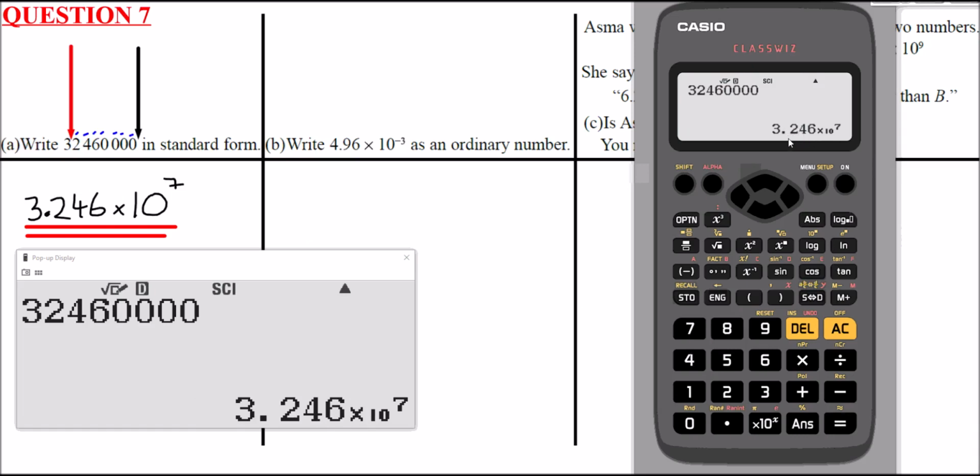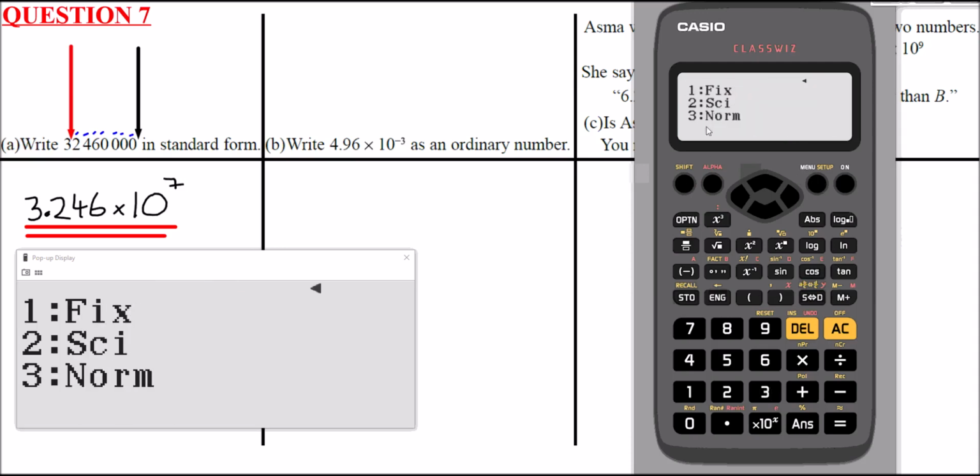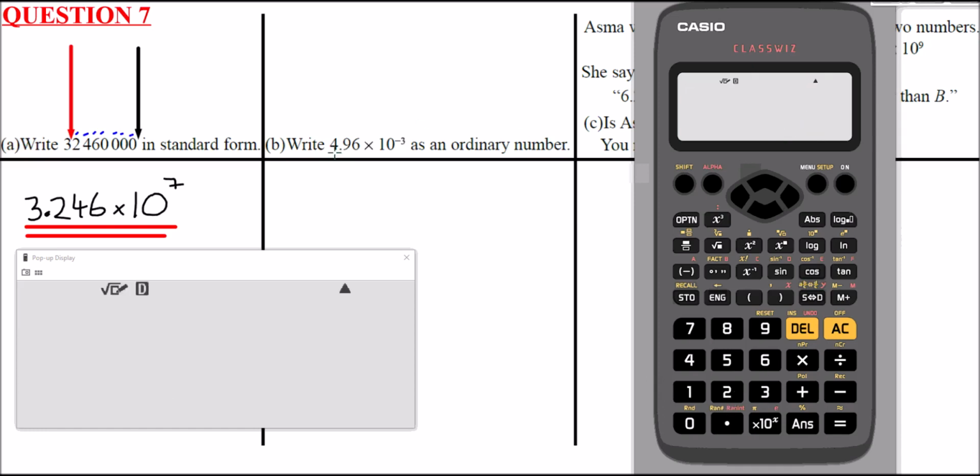So I'd suggest not to be overly reliant on your calculator. This is just to show you it can be done. To go back to normal mode, Shift, menu, number format, number 3. Press number 3 for normal mode, and for some reason option 2 is best. This next one's even easier.